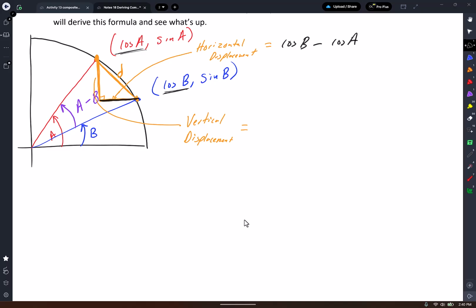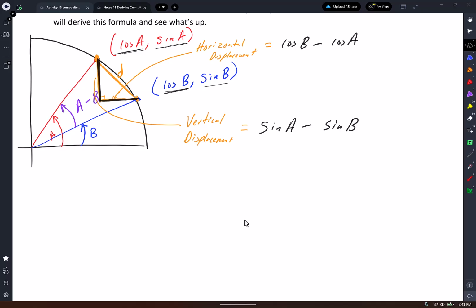All right, what about the vertical displacement? I want a positive number, so how do I find this distance? I want the y value of the red dot, and I subtract the y value of the blue dot. There you go: sine A minus sine B. Are we still okay, guys?